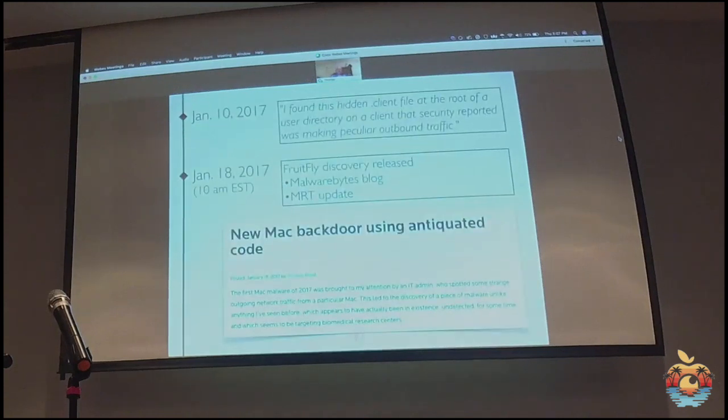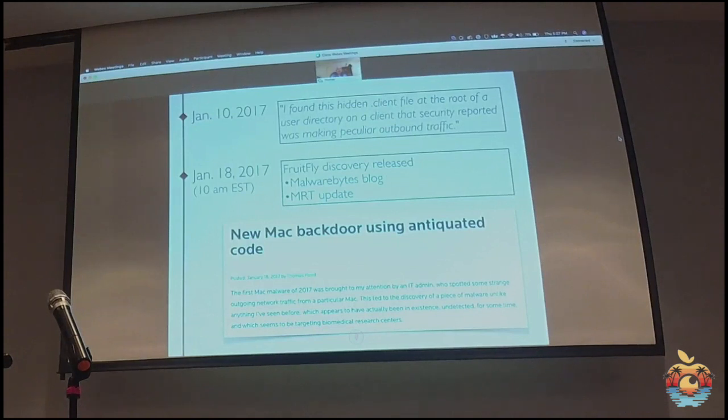So then a few days later, January 10th, I learned about this malware from the Mac admin Slack, one of the channels there. Somebody that I knew posted a message saying that he found this hidden file at the root level of the user directory on one of his systems. And this was at a Midwestern medical center connected to a university. And he was curious what this thing was and what it was doing.